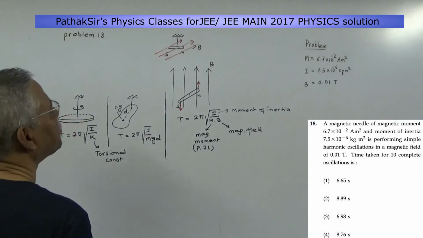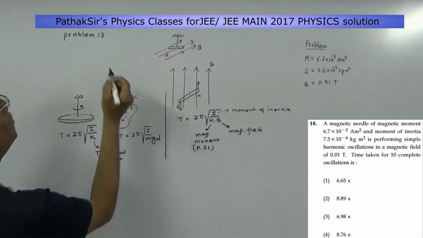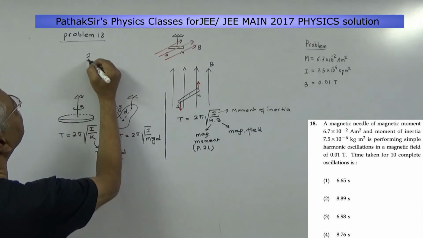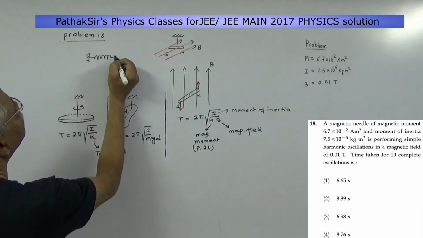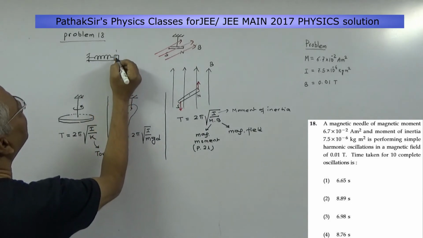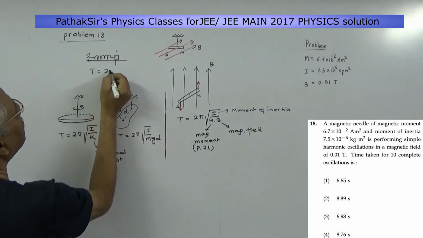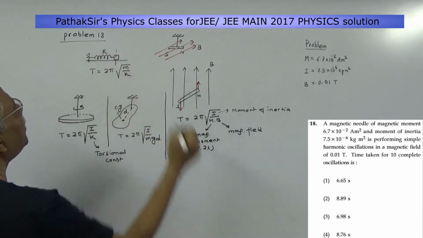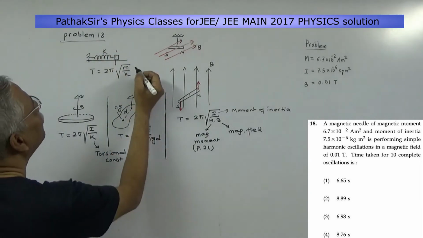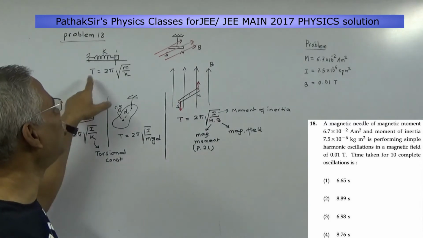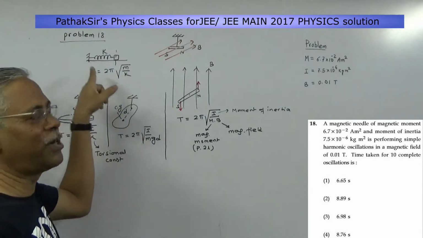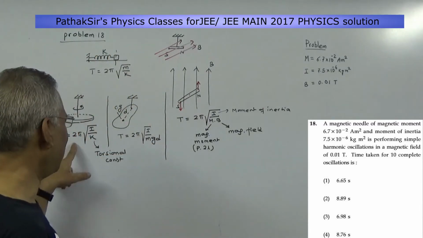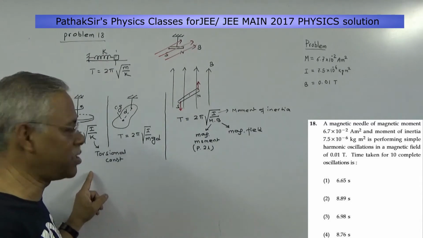And the common situation is this. Time period T equal to the general expression 2 pi root over m by k, where this is the spring constant. So there are four such expressions. Time period equal to 2 pi root over m by k is for simple harmonic motion along a line. And T equal to 2 pi root over I by k, where k is the torsional constant.